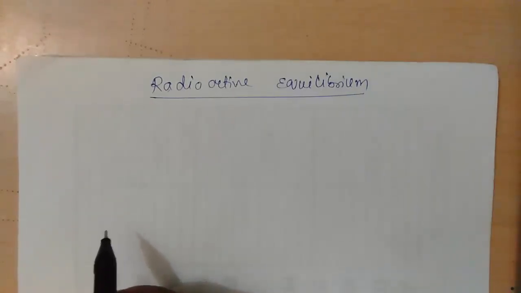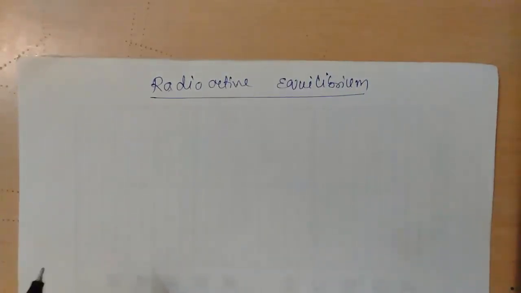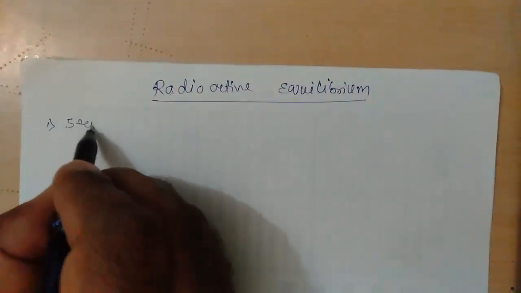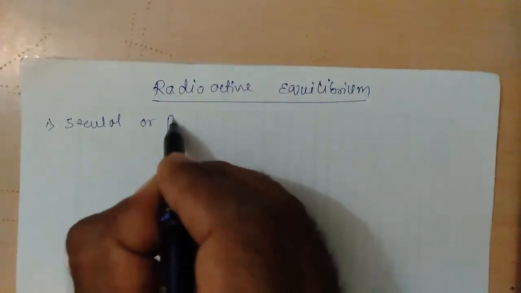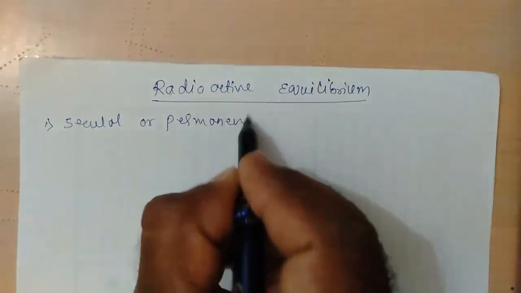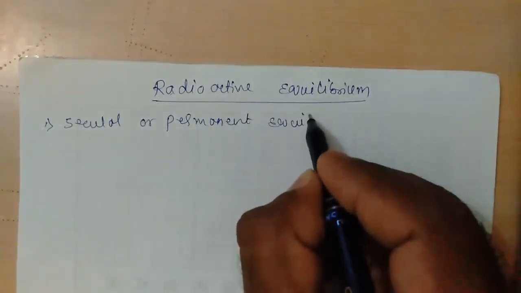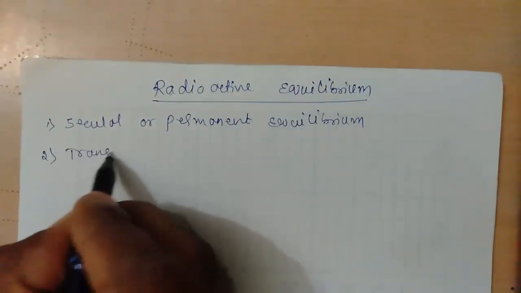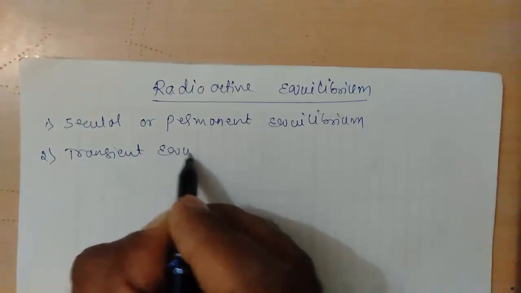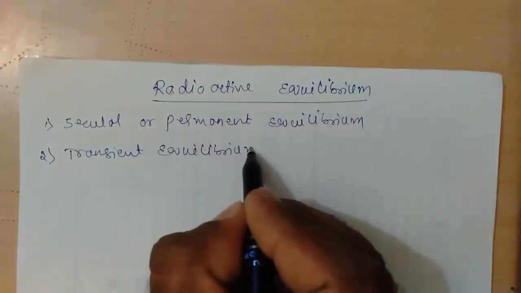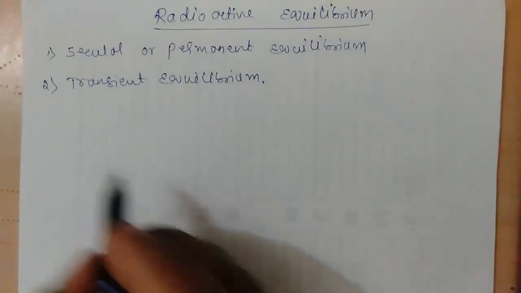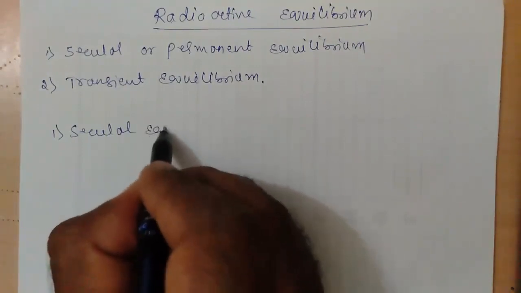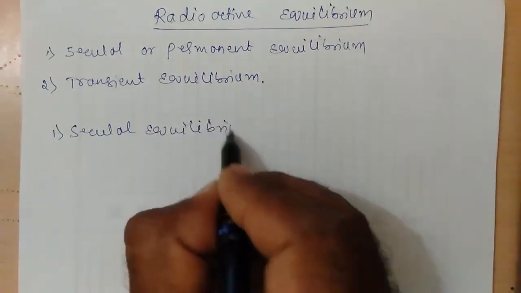Now let us move on to our next topic, that is radioactive equilibrium. We have two types of radioactive equilibrium. The first one will be secular or permanent equilibrium, and the other is transient equilibrium. So these are the two types of radioactive equilibrium. Now let us move on to the first, that is secular equilibrium or permanent equilibrium.